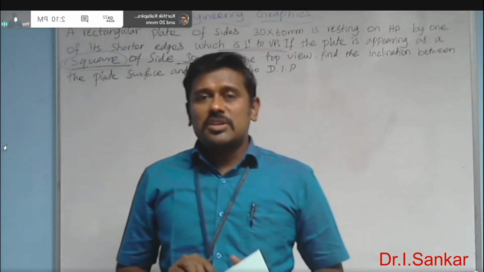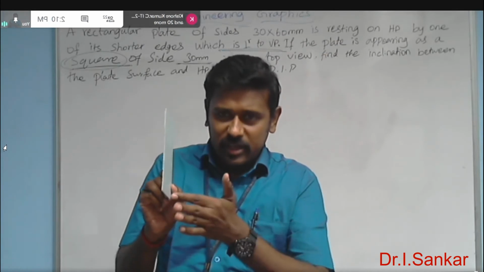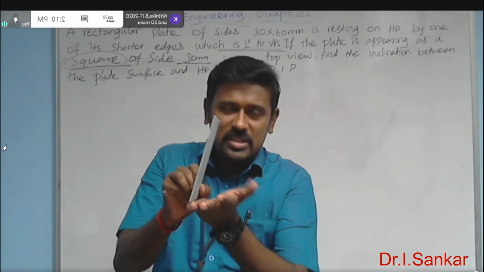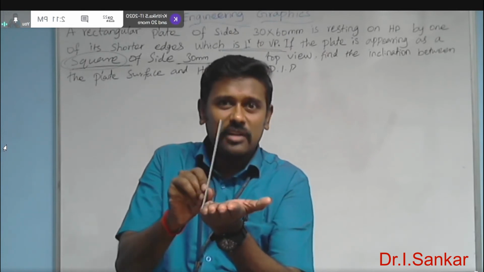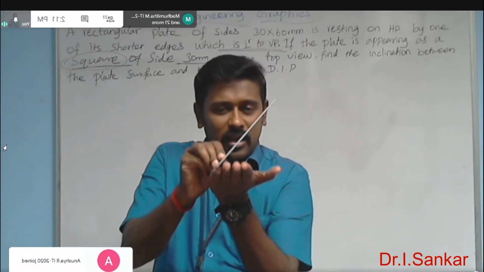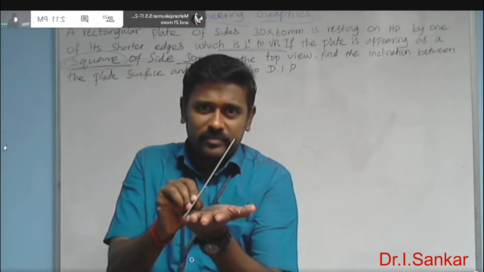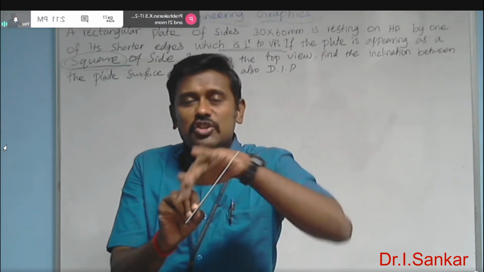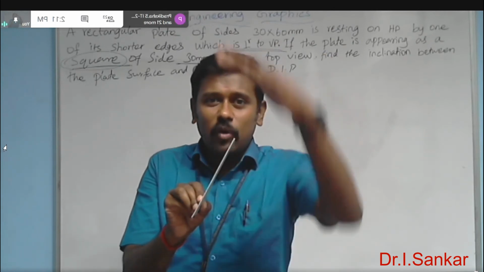So in this question, a rectangular plate with a 60 mm 30 mm dimension is going to rest on HP by one of its shorter edges, and the surface of the plate is going to have some inclination with respect to HP, but we don't know how much it is. But the final condition of the plate will be like that. So in that condition, it is not possible to see the original shape of this rectangular plate either in front view or in top view.